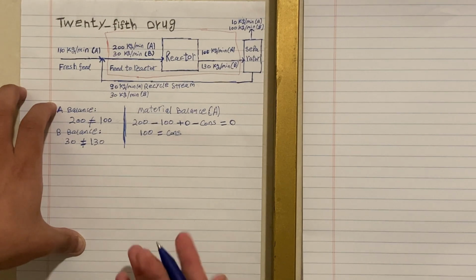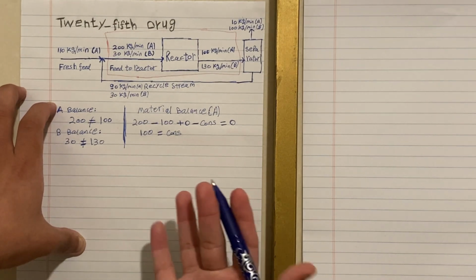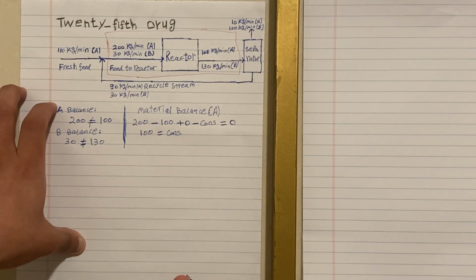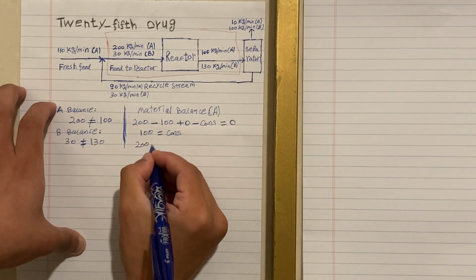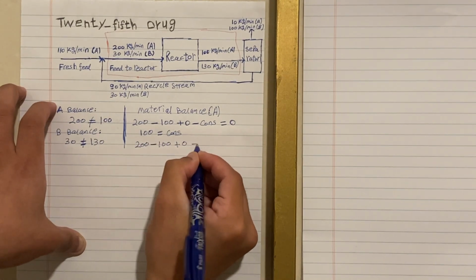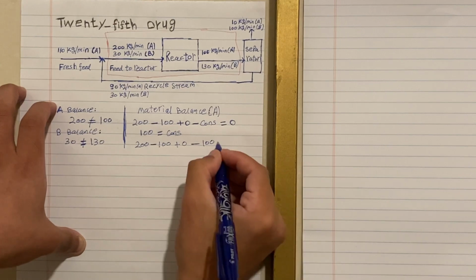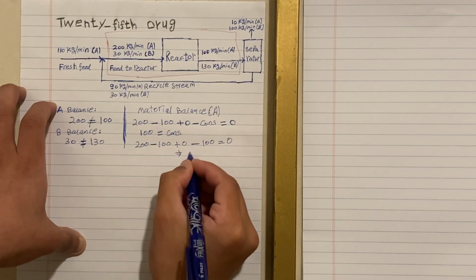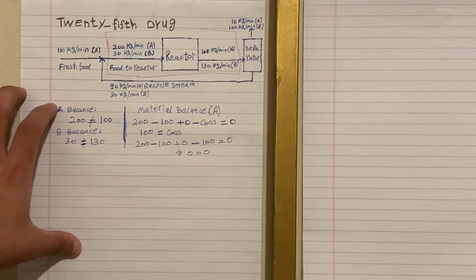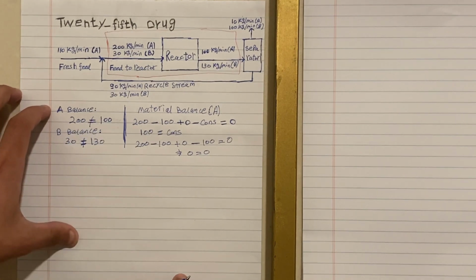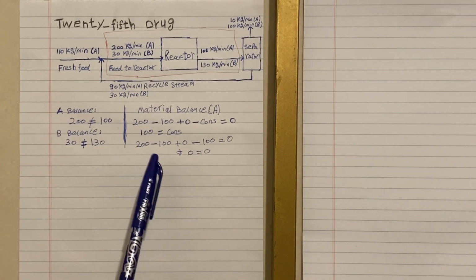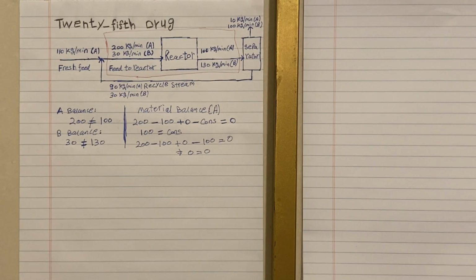And now check the equation. Is it correct or not? Is it logical or not? Is it a valid equation as we said before or not? We'll say 200 minus 100 plus 0 minus the consumption. 0 should be equal to 0, and this is the case. The difference in these numbers, 200 not equal to 100, is not true because we forgot the consumption term that we needed to add.